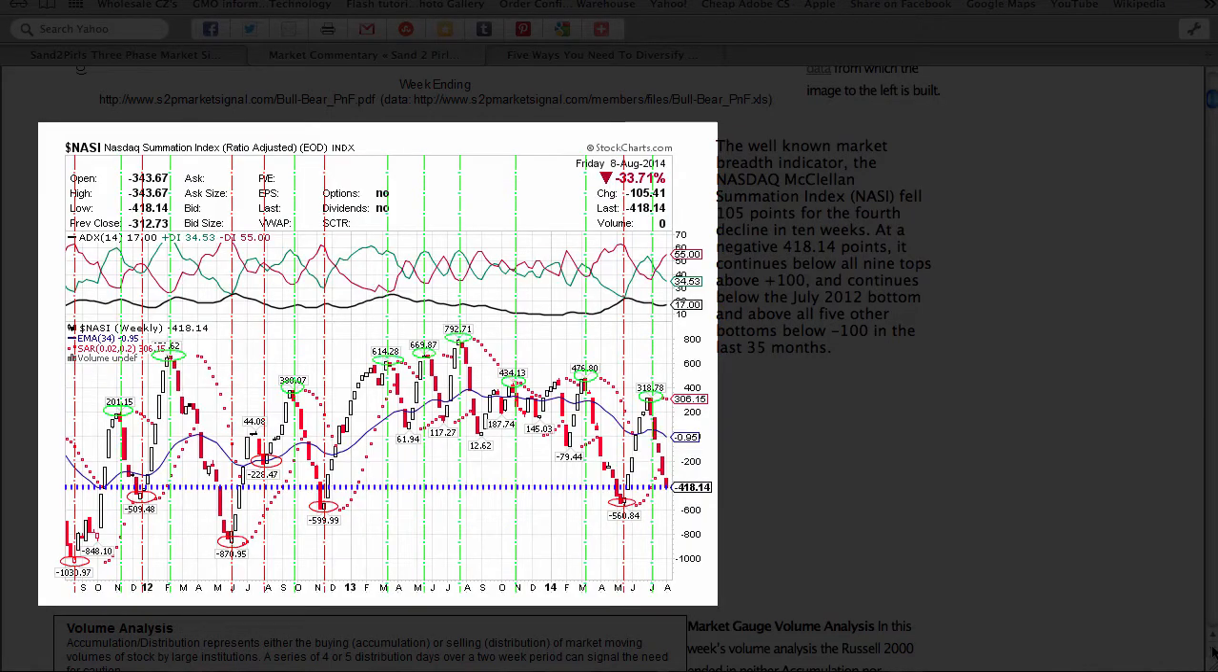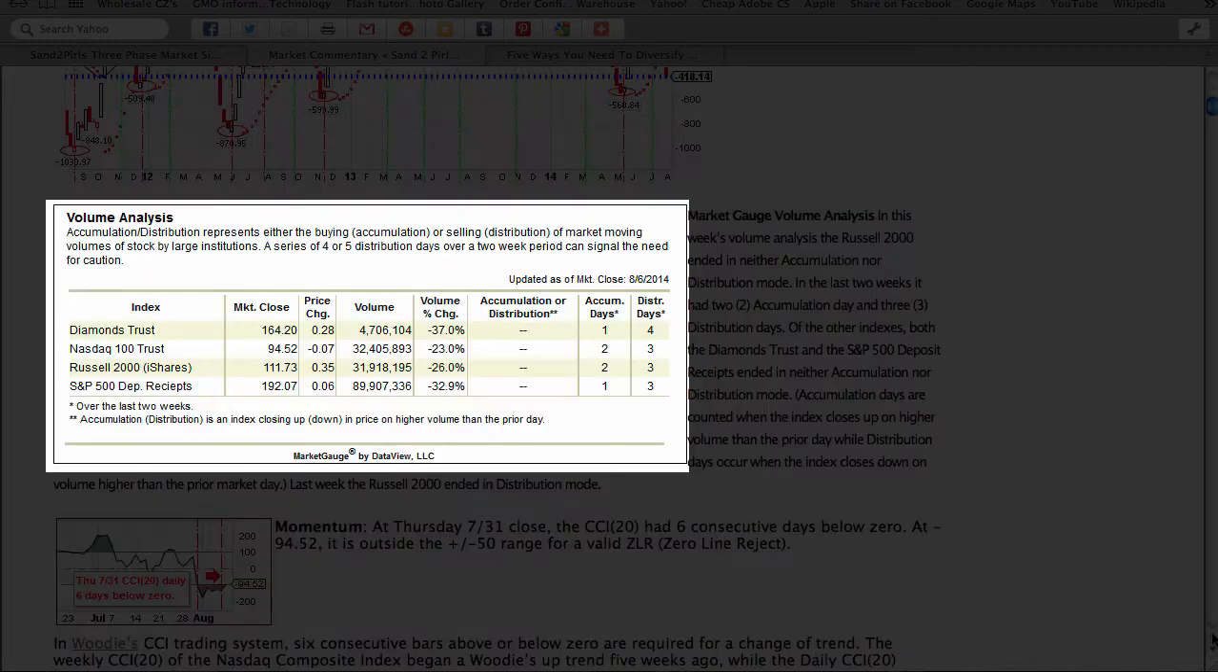The well-known market breadth indicator, the Nasdaq McClellan Summation Index, fell 105 points for the fourth decline in 10 weeks. At a negative 418.14 points, it continues below all 9 tops above plus 100 and continues below the July 2012 bottom and above all 5 other bottoms below minus 100 in the last 35 months.